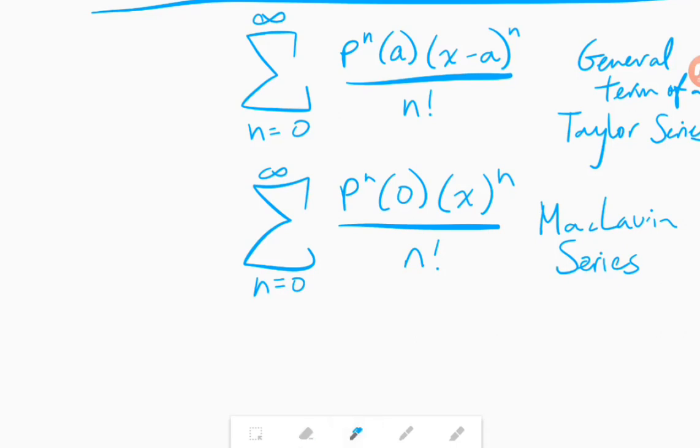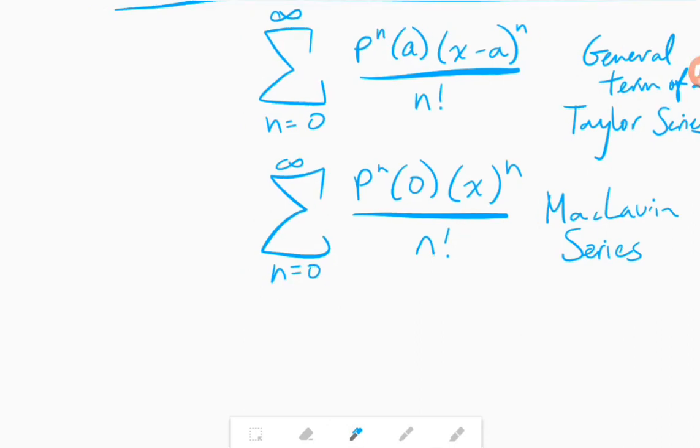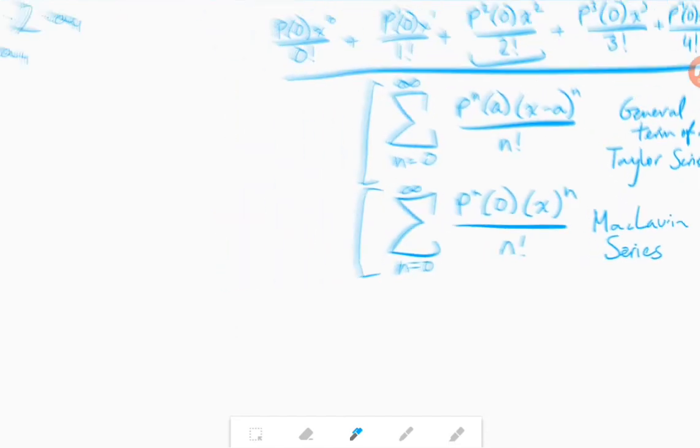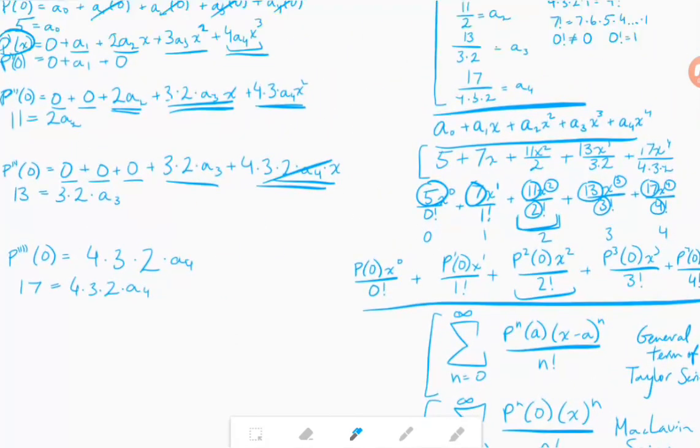So if you wanted to approximate the value of some function at some point using polynomials, you would use the general term of the Taylor series. And if you wanted to approximate the function value at x equal to 0 using polynomials, you would use the general term of the Maclaurin series. The Maclaurin series is very simply just a type of Taylor series, a Taylor series at x equal to 0, just like what we dealt with over here.